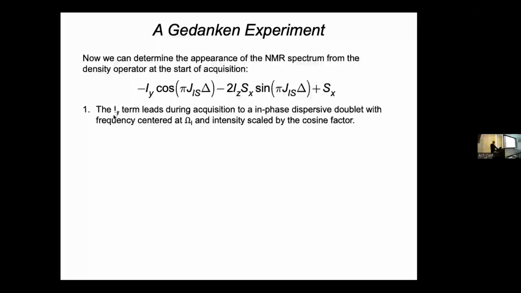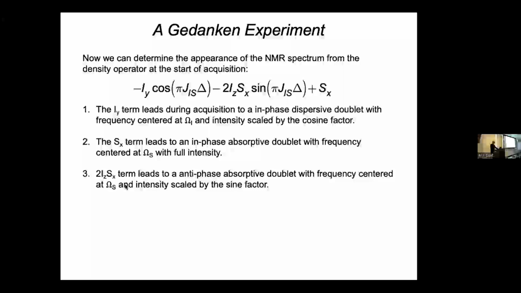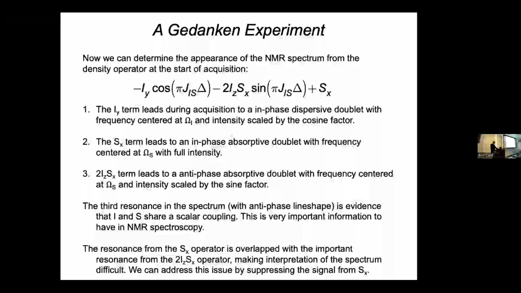So here, the IY term, in language we haven't talked about yet, would be called an in-phase dispersive doublet. The second term is in-phase absorptive. Oh, here I fixed things. Here I have the signs right. So XX is an in-phase absorptive doublet at omega S. And then the third one is an antiphase doublet at omega S. So the signs are right here. The antiphase doublet identifies the fact that there is a J coupling. That's what we're after. However, they're overlapped, which is inconvenient.